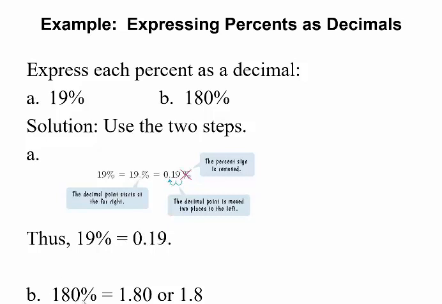Doing the same thing with 180%. Remember, there's a little decimal point right there. I'm going to go 1, 2 spaces to the left, and the decimal is going to end up between the 1 and the 8. So 180% is equivalent to 1.80, or you could just knock off the last 0 and call it 1.8.